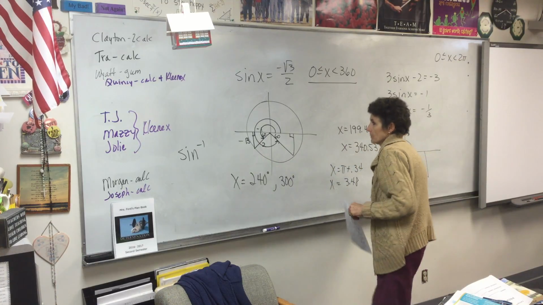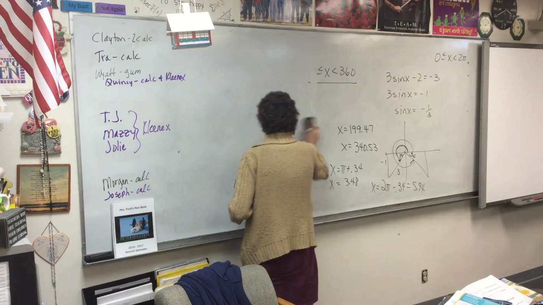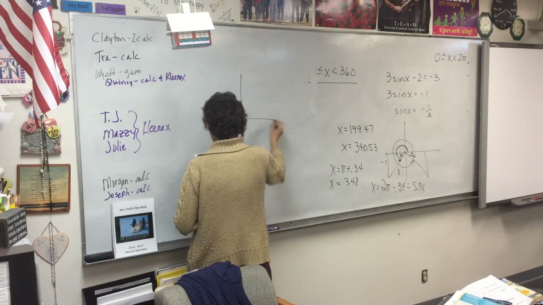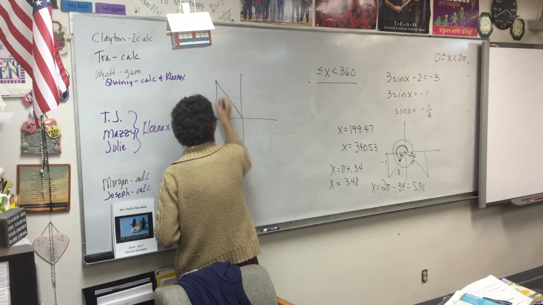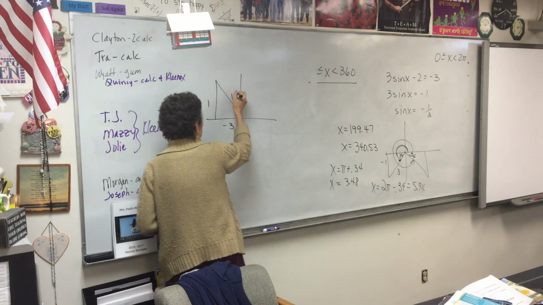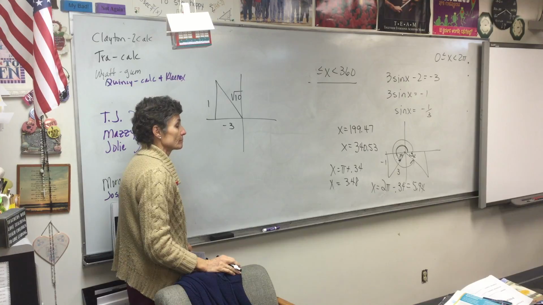-3,1. Plot the point -3,1, make a triangle, and then just start filling in the numbers. So the point -3,1 is over here. The hypotenuse would be the square root of 10 by the Pythagorean theorem.